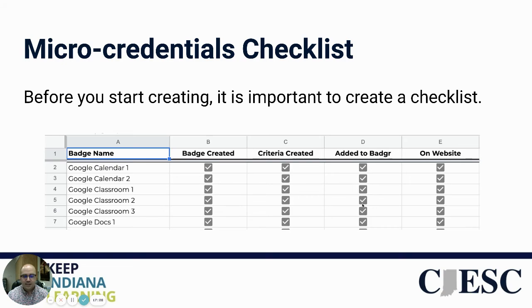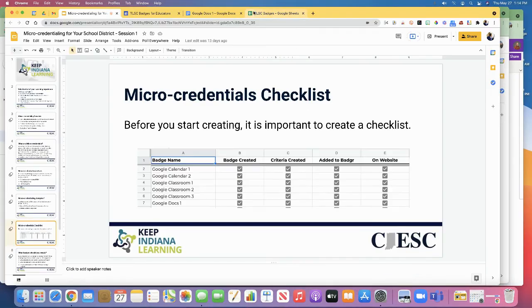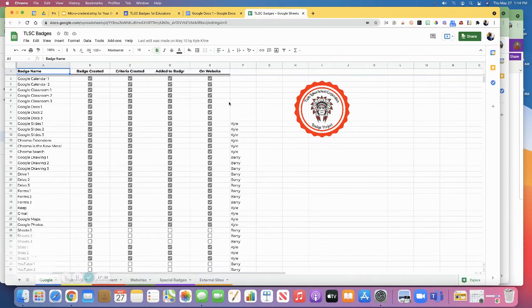So when I create this spreadsheet, go to it here, I can put the spreadsheet in here, and you can see all of the different Google items that we've created so far. And then a list of myself and my friend Barry, who has helped create these as well.